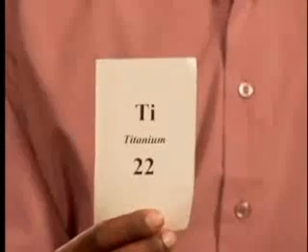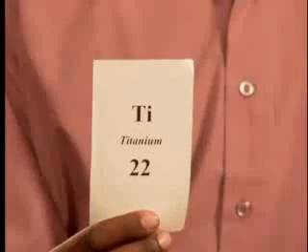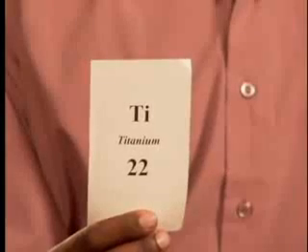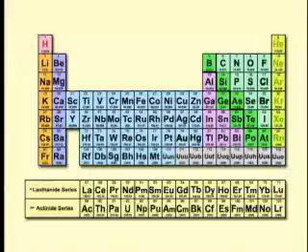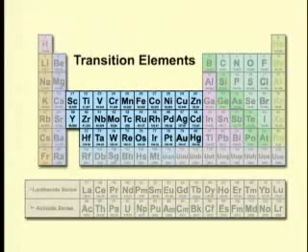For example, if he happens to choose the card for element 22, titanium, I'm sure he'll be delighted. Titanium is one of the transition elements, or transition metals, found in this part of the periodic table. The transition elements include familiar names such as copper, iron, and gold, less familiar names such as cobalt, tungsten, and chromium, and unfamiliar names such as scandium, vanadium, and niobium.